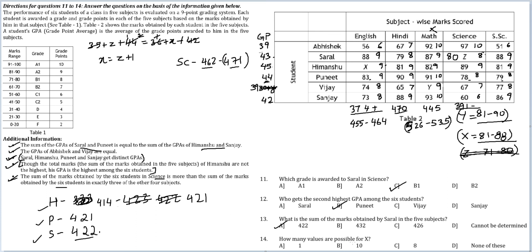How many values are possible for x? For x ranges from 81 to 88. So the values that are possible for x are 8. Therefore, answer should be option C. A long drawn question requires a lot of processing, lot of summation, something that I would avoid doing in the exam, even if I know how to do it.